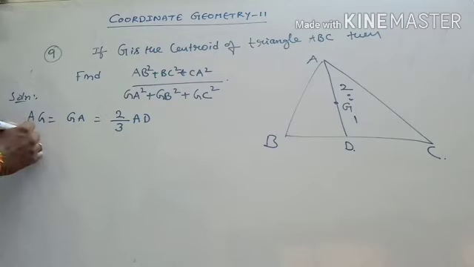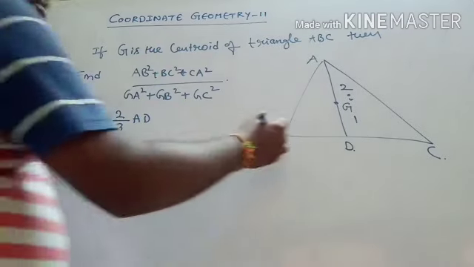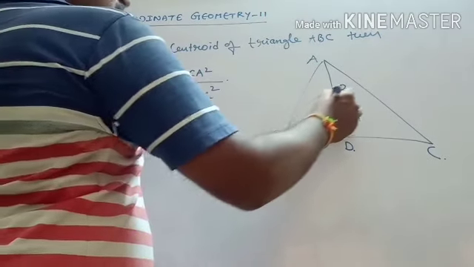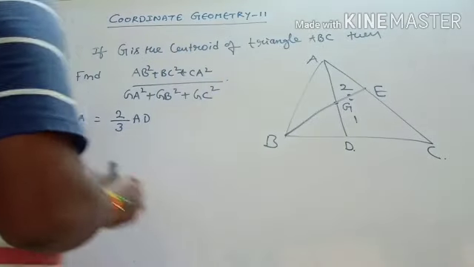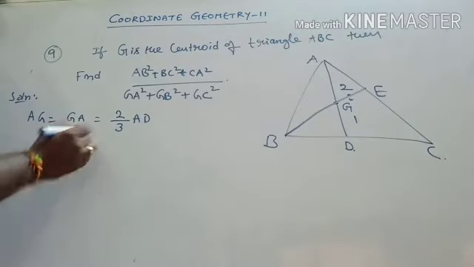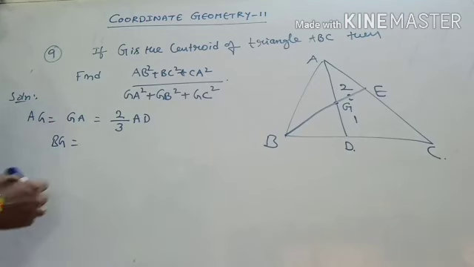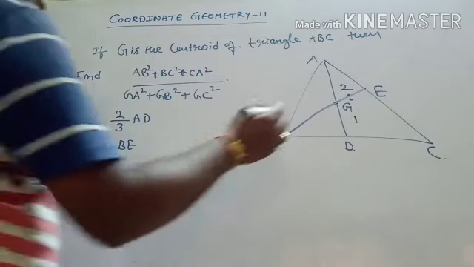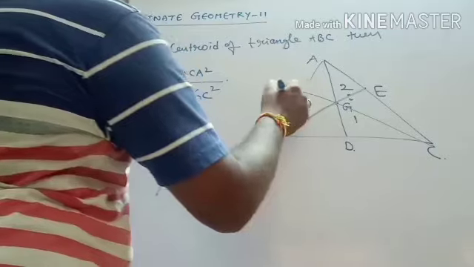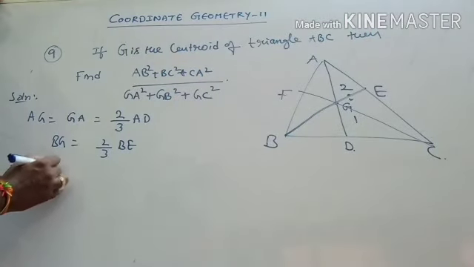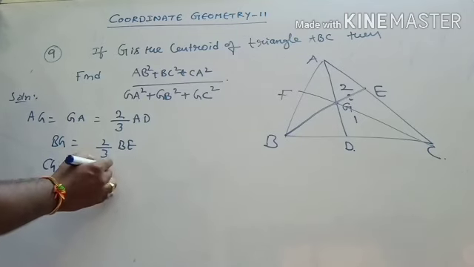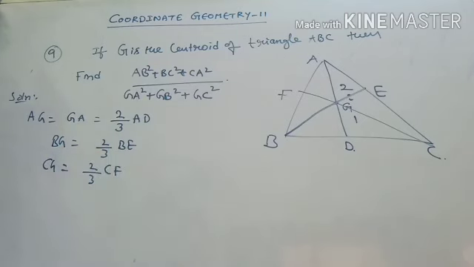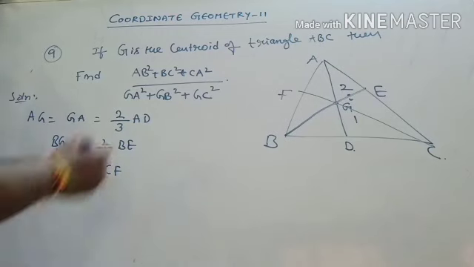In the same way, this is another median, BE. GB is equal to 2/3 of BE. And in the same way, CF is the median, and GC is equal to 2/3 of CF. And we need to find these things.